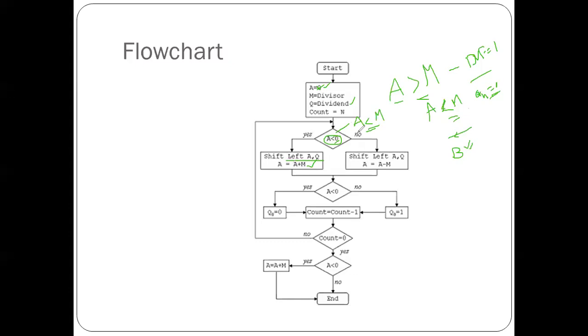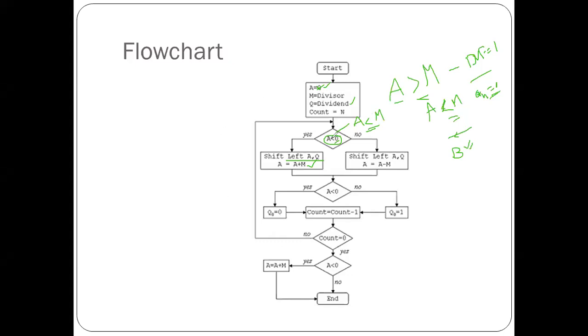A less than M or A less than 0, both are the same here, right? So we are adding here. After that, again we check whether A is less than 0 or not. Okay. See, if A is less than 0 here, we will make Qn 0, decrease the sequence counter and then repeat. If A is not less than 0, it means we make the present bit Q0 as 1, decrease the sequence counter and then repeat.